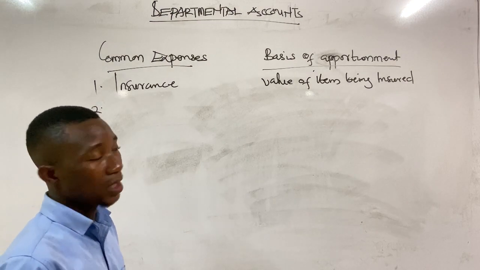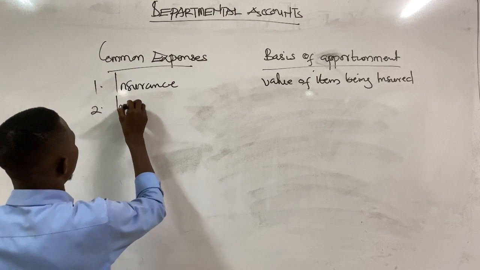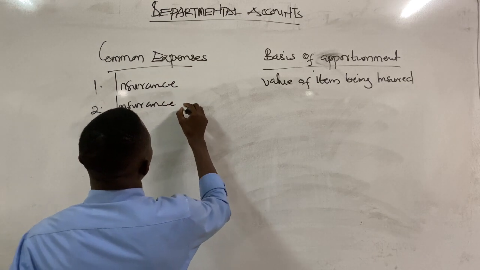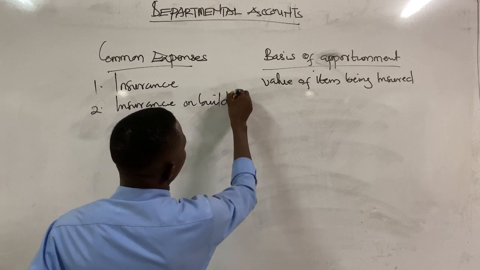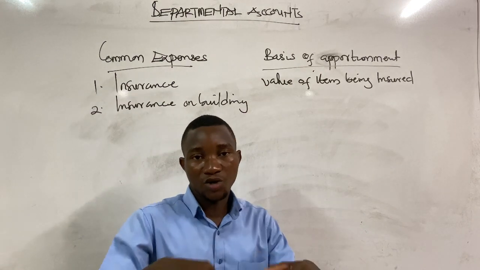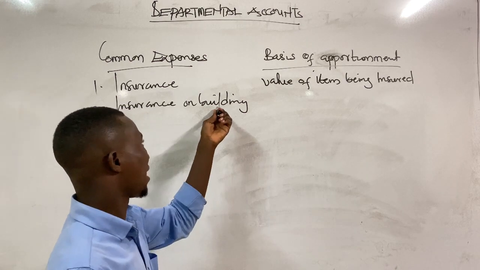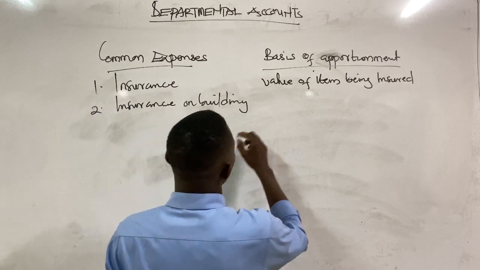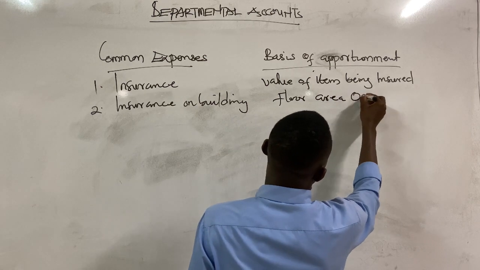Two, we can also talk about insurance on building. For this insurance on building, the building is on the floor. So we are going to base on the floor area being occupied by the building to share the insurance on building. So, floor area occupied.